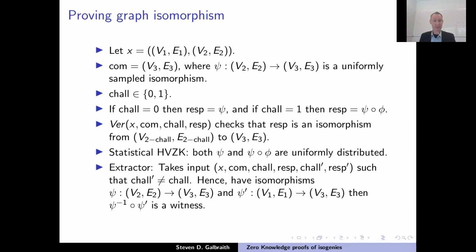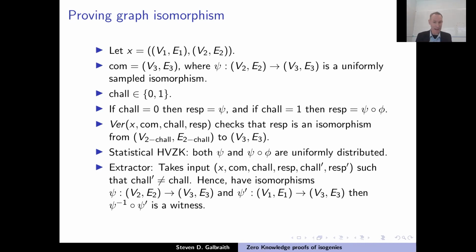So I've got the isomorphism C, because that's the response to challenge 0, and I've also got the response to challenge 1, which is some isomorphism from the first graph to the third graph. Now, at this point, I don't know that that is C composed with phi, because I'm the extractor, and I'm still yet to be convinced that the prover knows the witness. All I know is that the prover can compute graph isomorphisms in both directions.